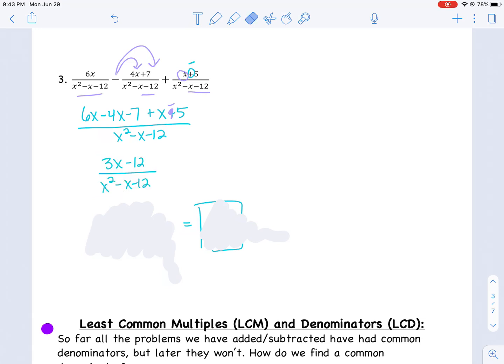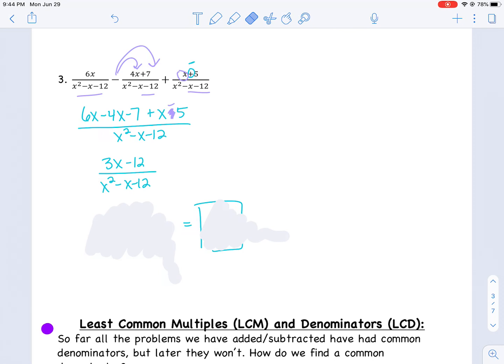All right, so combining like terms, I have a 6x minus 4x plus 1x. That gives me a 3x. And I have a negative 7 and a negative 5. Hopefully if you changed it, sorry about that. A negative 7 and a negative 5 give me a negative 12 in my numerator. My denominator is still the x squared minus x minus 12.